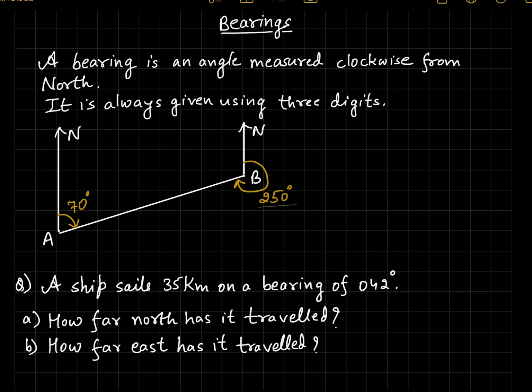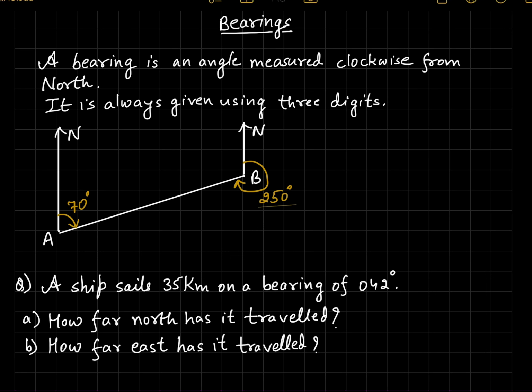Now, where is it used? When we sail in a ship or fly in an aeroplane. Aeroplanes always fly at some bearing. Ships also sail at some bearing. So they travel at, say, 90 degree, or 41 degree bearing, or 70 degree bearing.